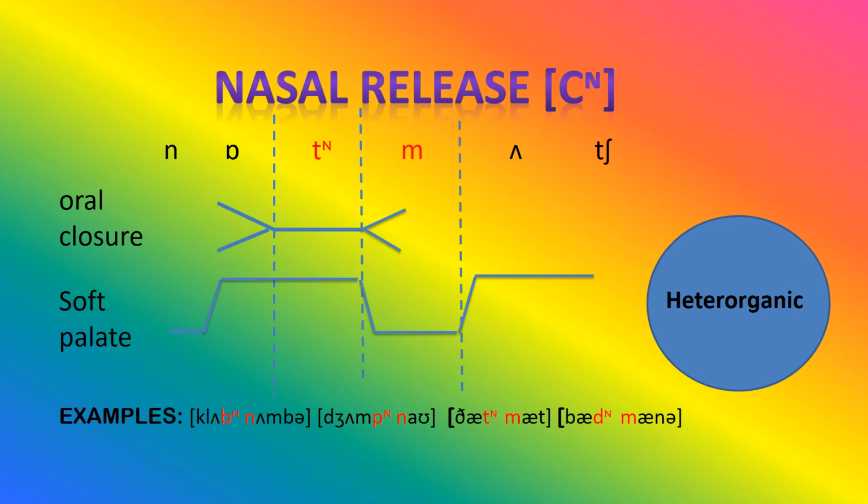Nasal release is represented by the letter C between square brackets and the letter N that stands for nasalization. When plosives are followed by nasal sounds, the release stage of the plosive is produced through the nasal tract. We lower the soft palate in the production of the nasal, and then the air escapes through the nose.